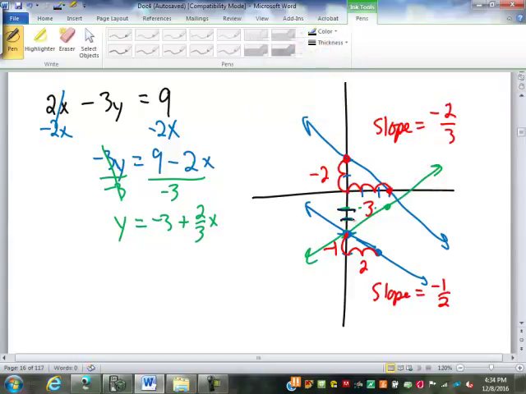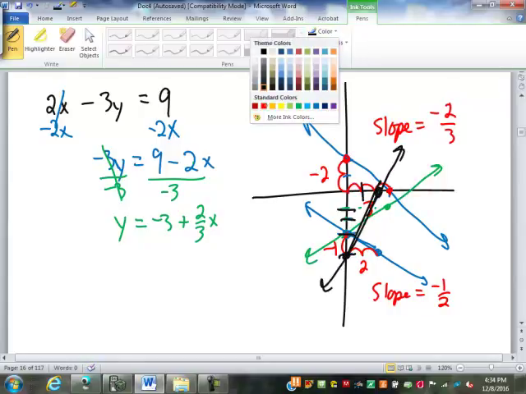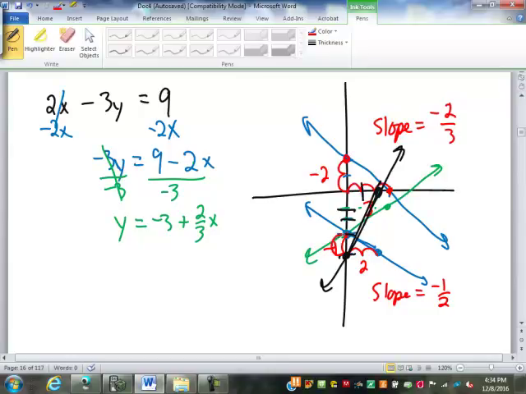Or a line like this, you're going to have a slope of what? Well, we go up 4, right? And we go over 2. So that's a slope of 4 over 2, otherwise known as 2. Make sense?